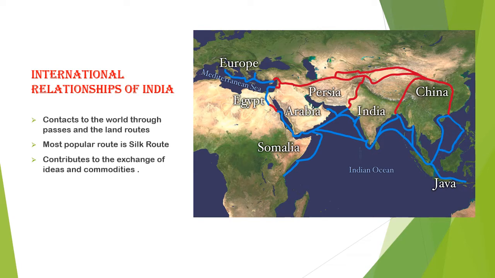And among these, the most popular route was the Silk Route. As you can see on your screen, the route is the Silk Route. These routes, specifically the land routes, contributed to the exchange of ideas and commodities. Many people traveled from different parts of the world to India, and many people from India traveled to different parts of the world, which led to exchange of ideas, whether educational, spiritual, or cultural, and exchange of many commodities.